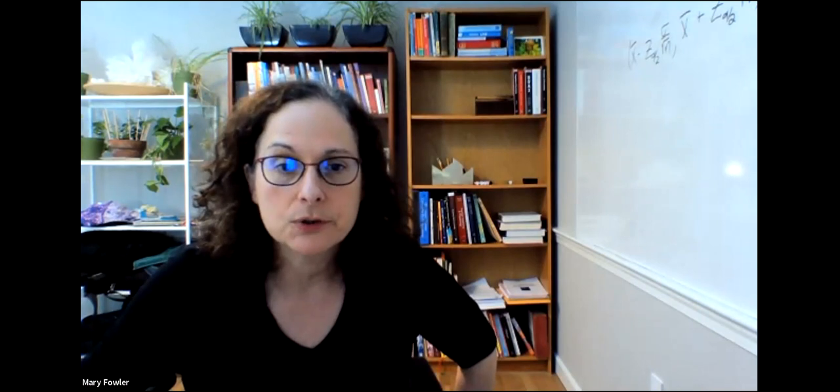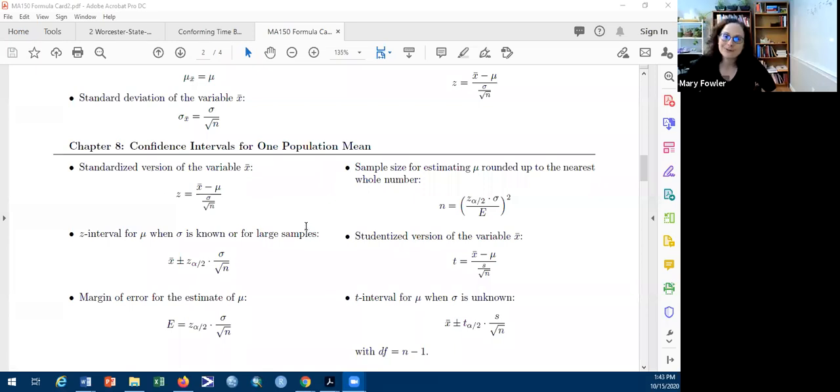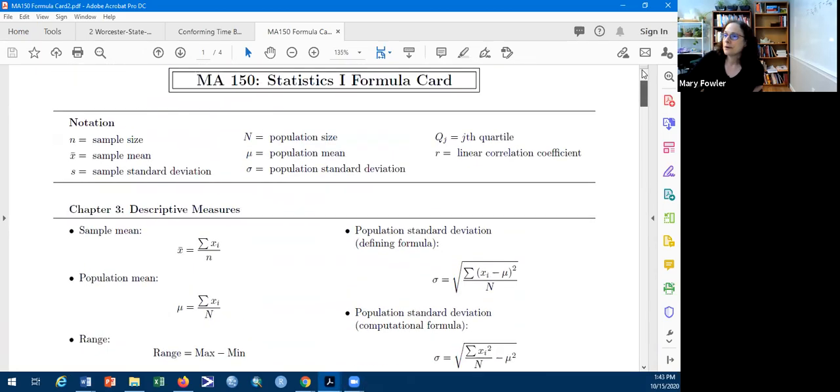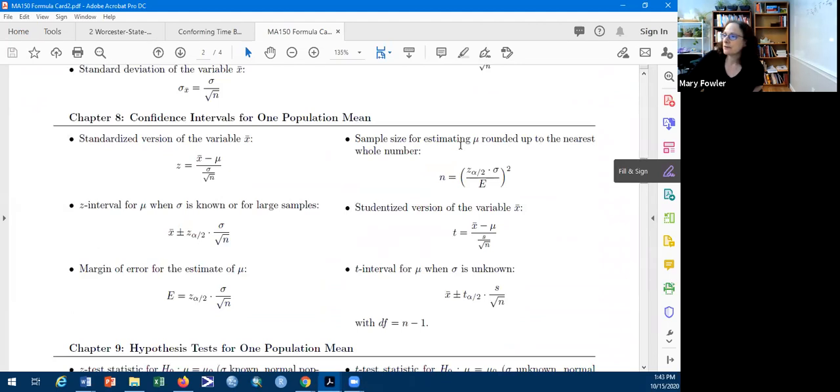So the first thing I wanted to do, I always like to bring us back to the formula card, because the formula card is what you get to have with you when you take your tests. So this is the formula card. And I'm just scrolling down to chapter 8. And I see here in chapter 8 the formula that we're going to discuss now. This is the Z interval for mu when sigma is known, right? And for large sample sizes, okay? We're just really going to use this when sigma is known here.